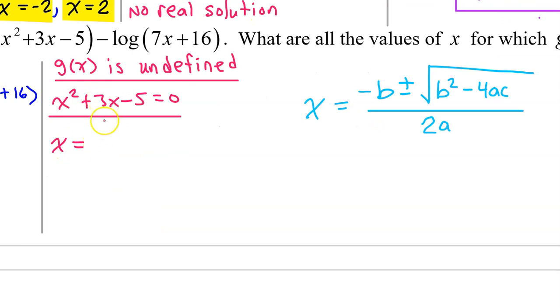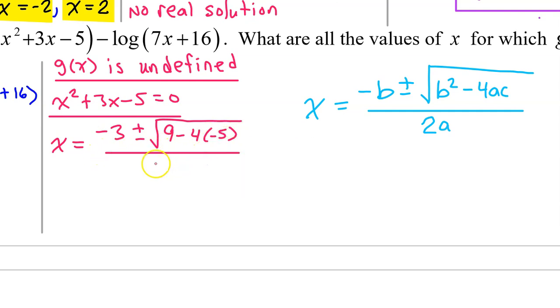x will equal the opposite of b, negative 3, plus or minus the square root of b squared, which is 9, minus 4 times a, which is 1, times c, which is negative 5, all over 2a. That's 2 times 1, which is 2. So x is equal to negative 3 plus or minus the square root of negative 4 times negative 5, which is positive 20. So this is really 9 plus 20. This is 29.